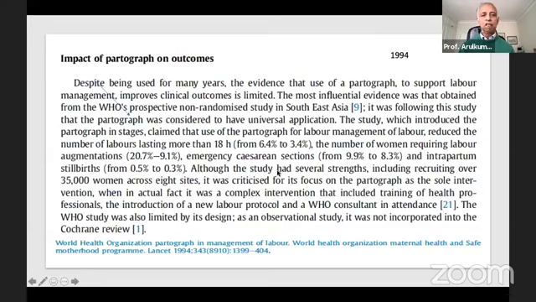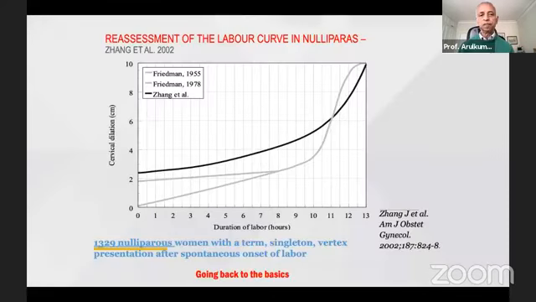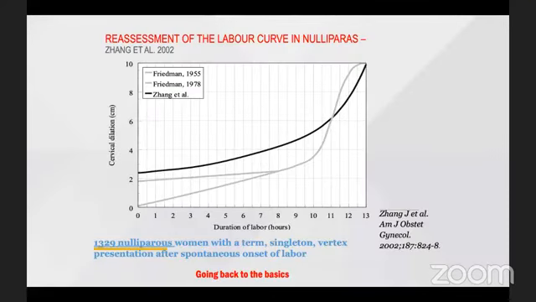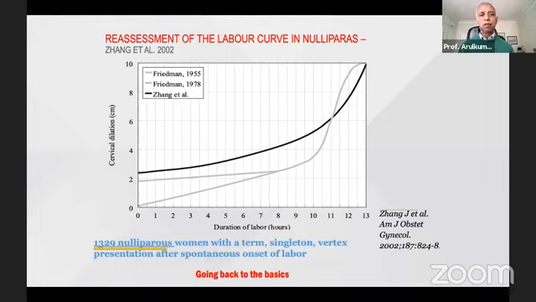So these are the 3 factors we looked at. The number of augmentations fell from 20 to 9%, emergency section 9 to 8%, and stillbirth 0.5 to 0.3. And these are 35,000 women who were studied. Now the Cochrane doesn't include this study because it was a wedge randomized study, and they thought it was not properly done. They wanted to go back on the results, but the results are not made available by the WHO. So that was the norm which was established by the WHO.